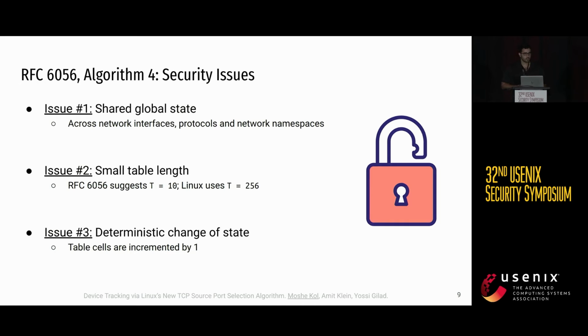The second issue occurs when the table length is small, because that would mean that 2 unrelated TCP connections will use the same counter value in their calculation. So the RFC suggests a table length of 10. Linux uses a table length of 256, which is small enough. And the third issue is that the state of the algorithm changes deterministically. So in particular, the counters are always incremented by 1.